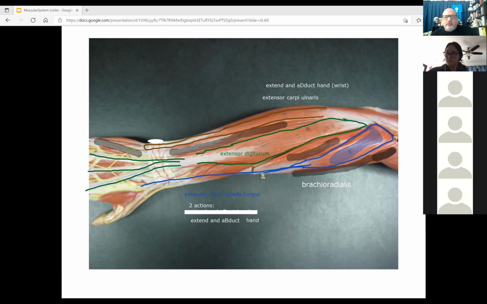And that just leaves us with the extensor digitorum. What does the extensor digitorum do? Extend the phalanges. It's not a trick question. Is that all it does? Yeah. Exactly. And technically, digits 2, 3, and 4. But if you just say extends the digits, I would be fine with that.